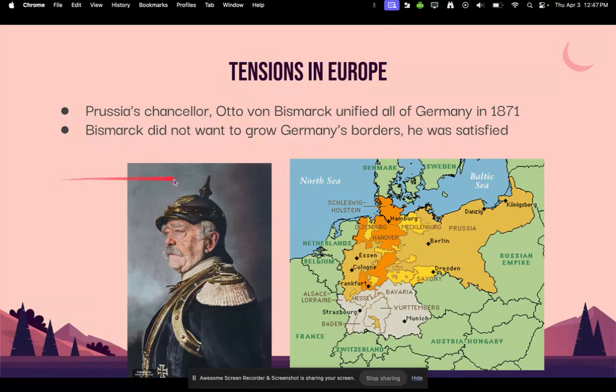So Prussia's chancellor, Otto von Bismarck, who is this dude right here, unified all of Germany in 1871. This is a map of Germany and what it looks like in 1871. So it's all this area right here. Bismarck was a unique leader of his time. He had some different thoughts because he did not want to grow Germany's borders any bigger than they were. He was very satisfied with how big Germany was, just the way it was.